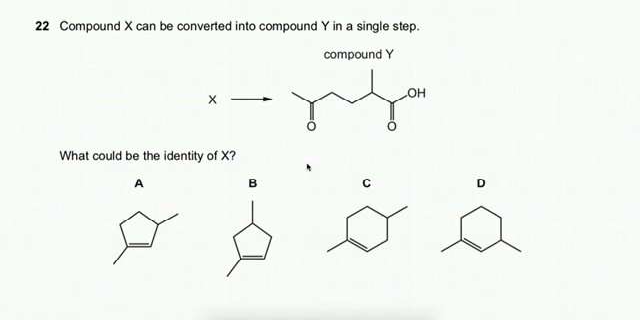Question number 22 says compound X can be converted into compound Y in a single step. What could be the identity of X? So you could answer this question by using your basic knowledge of aldehydes, ketones, primary and secondary alcohols, and their oxidation.